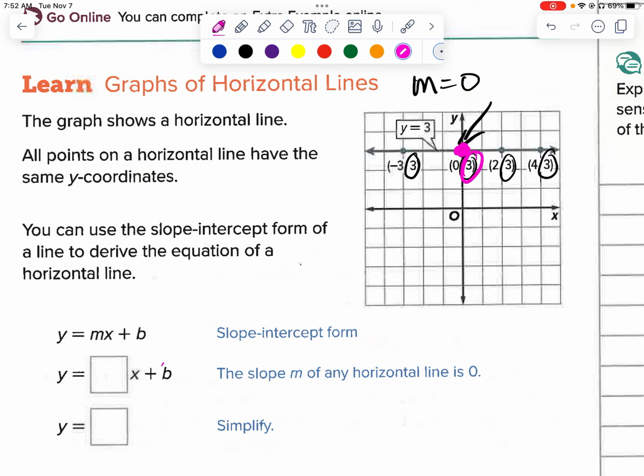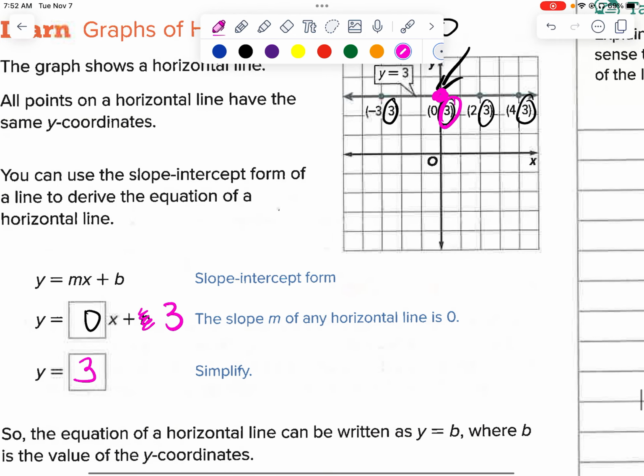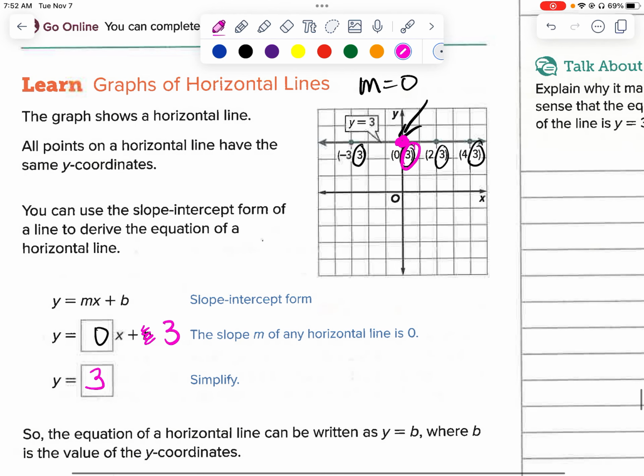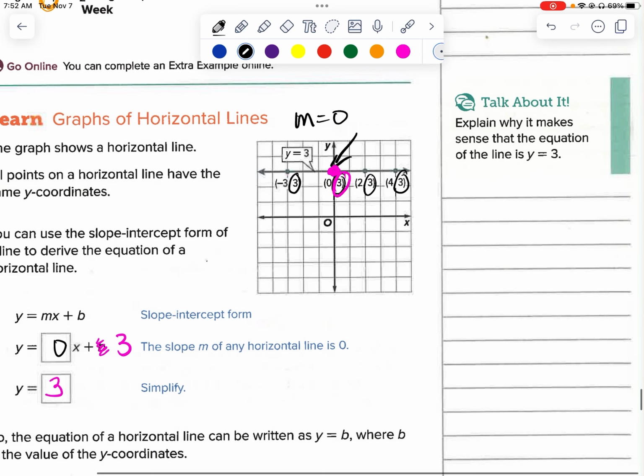My b value is 3. My slope is 0. Anything times 0 is 0. So that means the equation of the line is y equals 3. Anytime you have y equals a number, you will have a horizontal line. Okay, we've already written this a couple of times now.